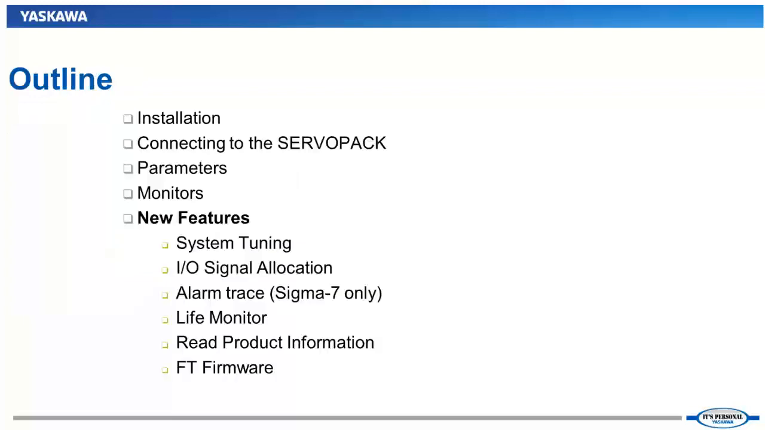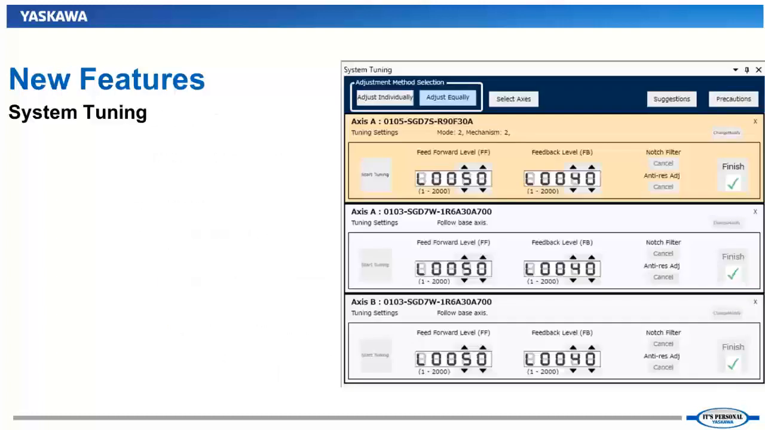So now moving on to new features. There are quite a few new features in Sigma7. So we'll go through those, starting with system tuning, I/O signal allocation, alarm tracing, which is only supported on Sigma7 amplifiers, life monitor, product information, and some special features for FT style amplifiers.